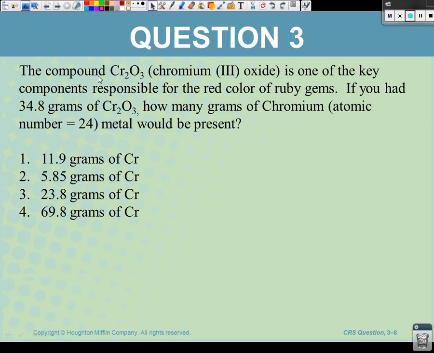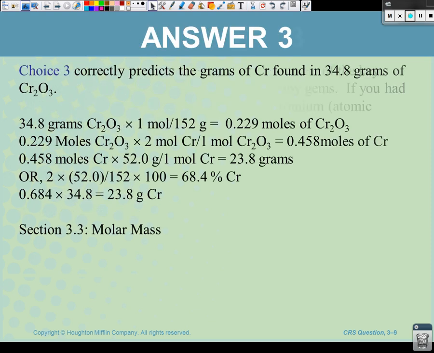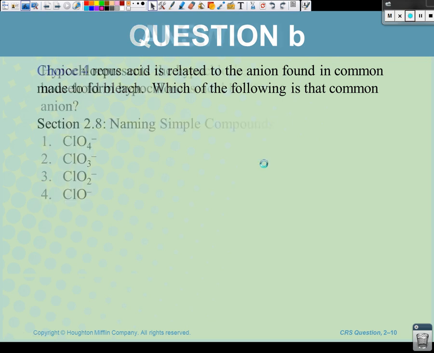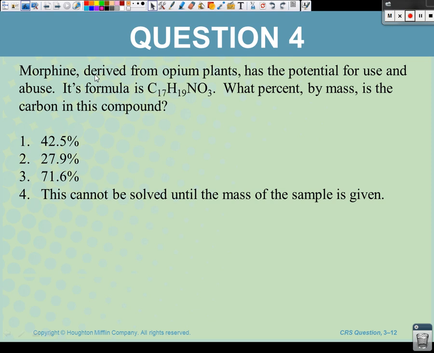Okay. The compound chromium 3 oxide, we've already done this, right? Yes, we've done this one because we did an atom to molecule ratio. Okay. Question 4. Hypochlorous acid is related to which anion? It's number 4, ClO negative. Next question. Morphine, derived from the opium plants, has the potential for use and abuse. Its formula is C17H19NO3. What percent by mass is the carbon in this compound?